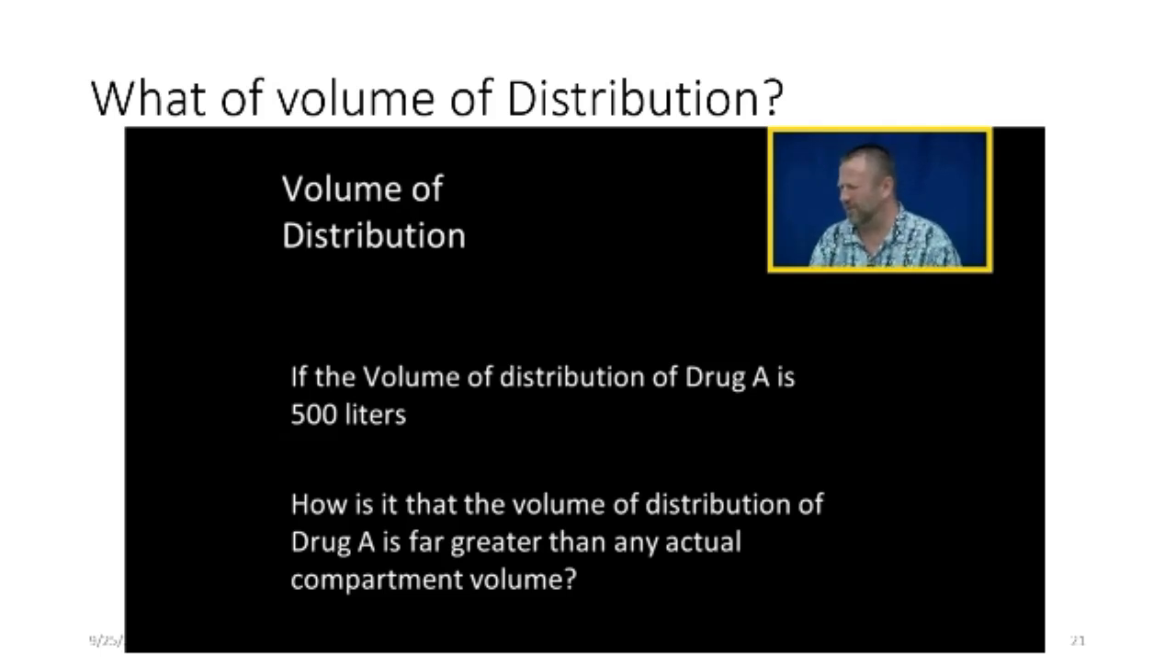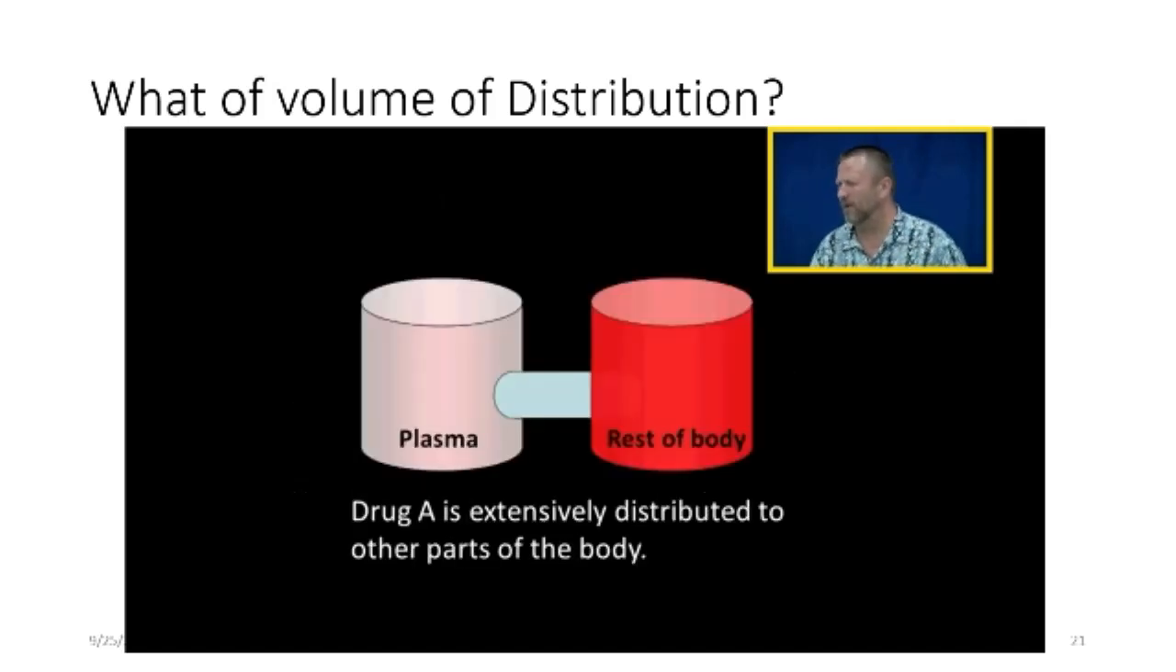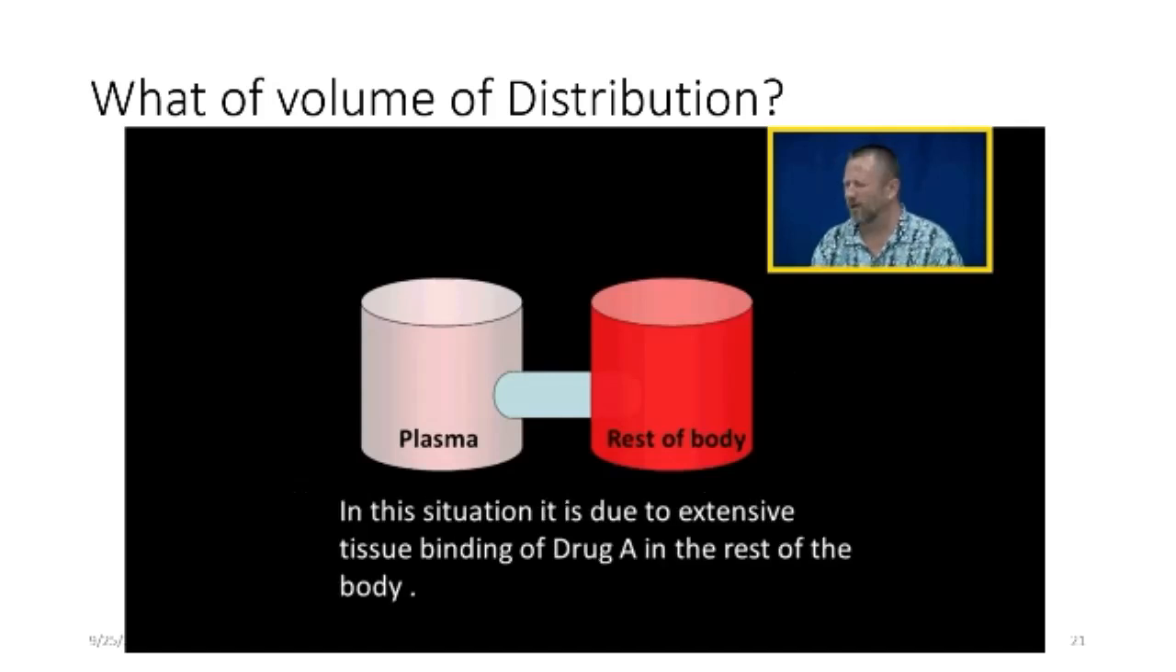Well, how is it that the volume of distribution for drug A is far greater than any actual compartment volume? Our total body water is 42 liters, so how is it that we have a volume of distribution of 500 liters? Well, that means drug A is extensively distributed to other parts of the body. In this situation, it is due to extensive tissue binding of drug A in the rest of the body.